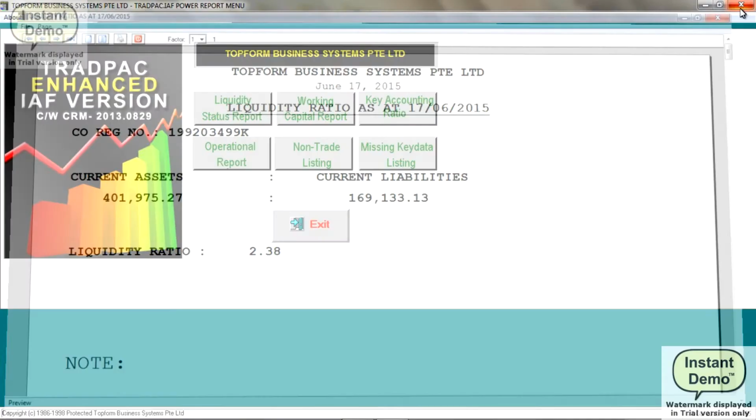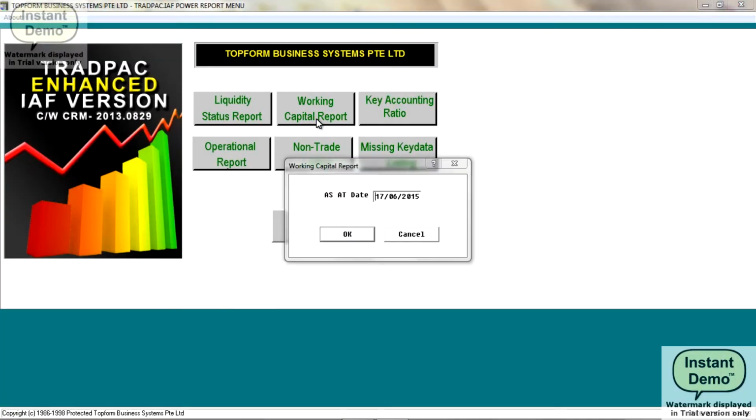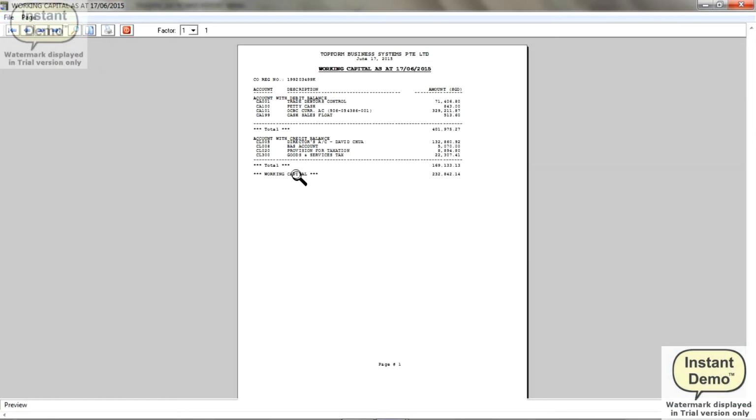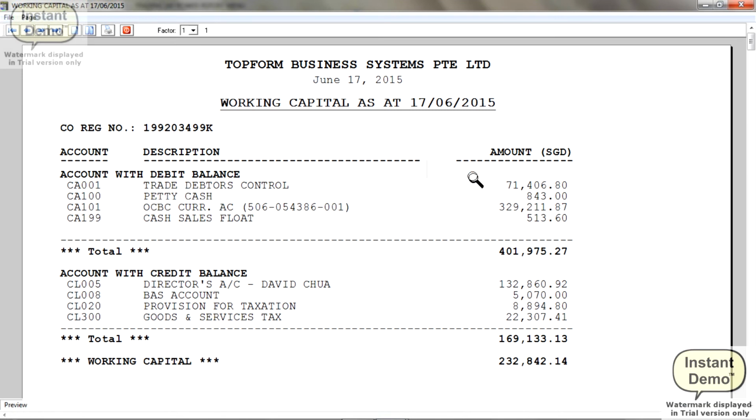All you need to do is click on this working capital report to get a much clearer picture. In this case, you can see that you have got trade debtors, customers owing you money, about $71,000, some petty cash of $800, bank account of $329,000, and cash sales float. Now, here you have money owing to the director, $132,000, and intercompany account, provision for taxation, goods and services tax, paid on the total basis.